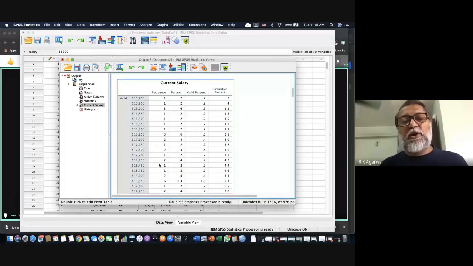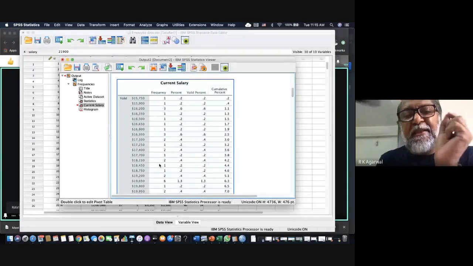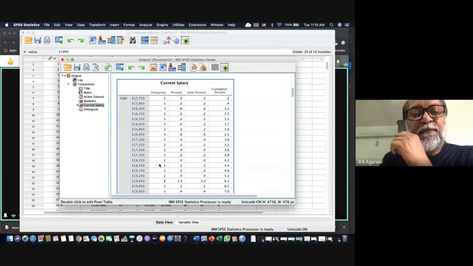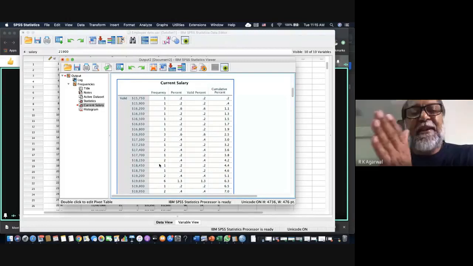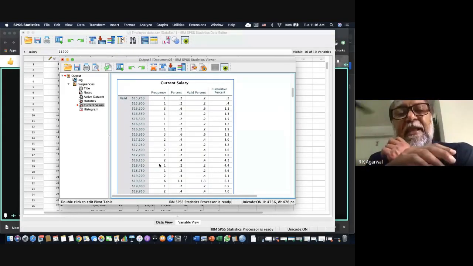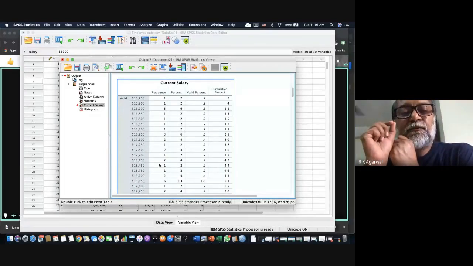This is called frequency array. What do we call it? We call it frequency array. The difference between frequency array and frequency distribution is only one. That in frequency array, you have a single cut point, whereas in frequency distribution, you have multiple cut points. And when you have multiple cut points, you have classes or interval. From this frequency array, you can construct frequency distribution.